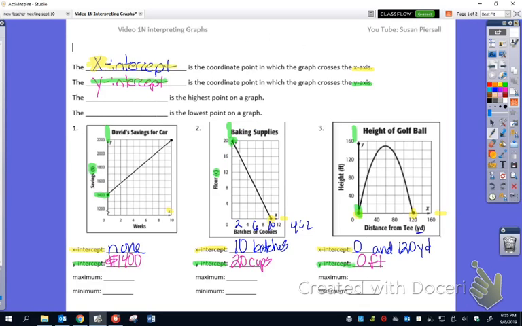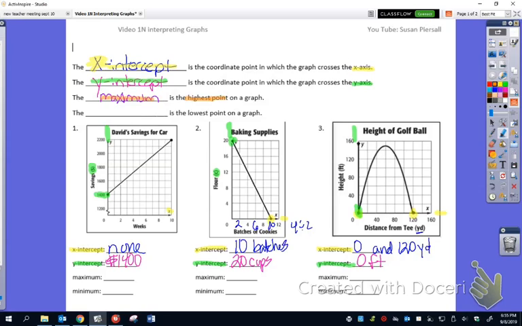Now another vocabulary word that we have is the word maximum. Maximum is the highest point on a graph. Okay? So I'm going to use the orange. Maximum is the highest point on a graph. Okay, the highest point. So we're going to go through and look at all the points. We're going to highlight those in orange, and then we're going to go back and find the ordered pairs.